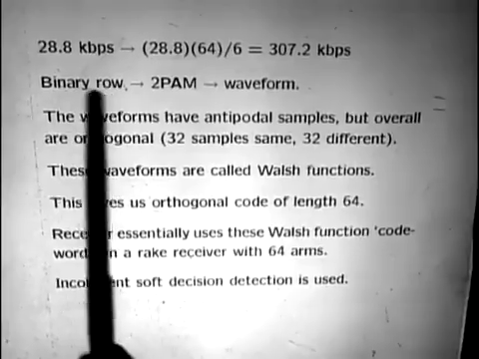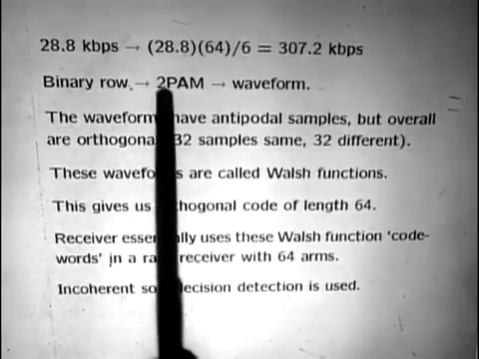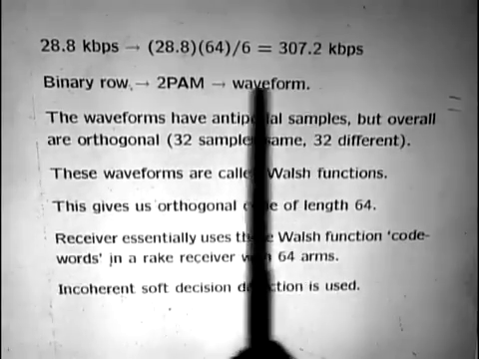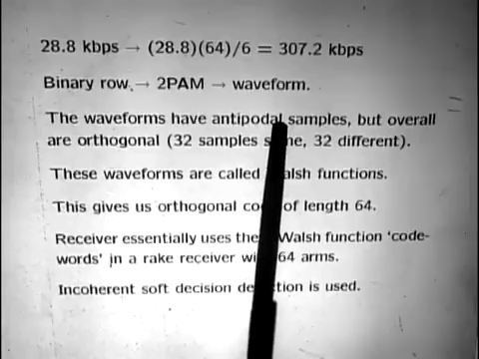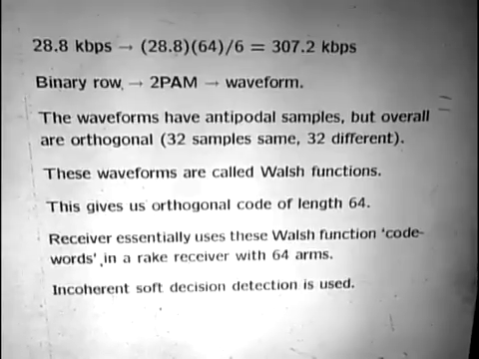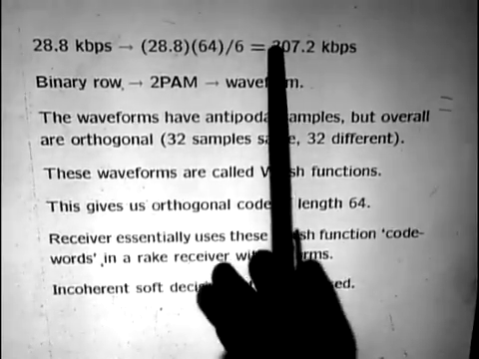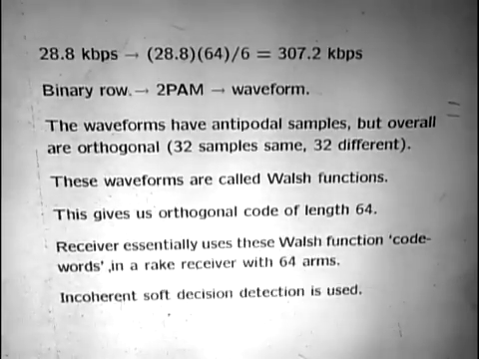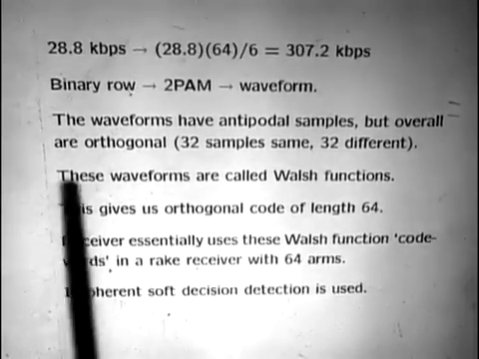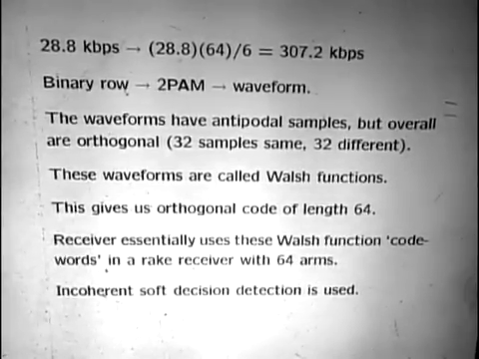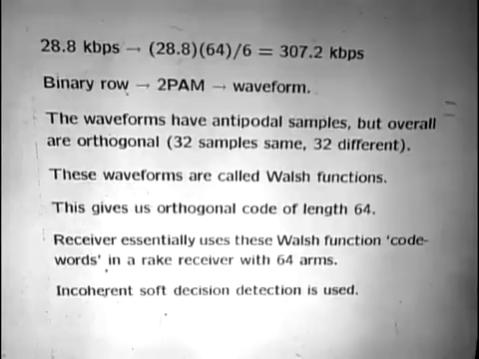If we think of turning these binary rows of the Hadamard matrix and modulate them by 2-PAM, we wind up with waveforms. The waveforms are orthogonal. If you wanted to think of taking these waveforms and then transmitting them up to passband, we would wind up with a bandwidth of 307,000 hertz. And that's not enough yet. We want to get up to 1.25 megahertz. Anyway, these waveforms are called Walsh functions. So the waveforms that you get from Hadamard matrices are called Walsh functions.